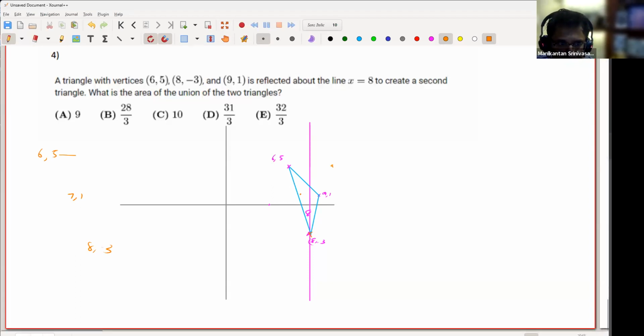Going from 6, 5 to 7, 1 is how much? You're traveling right by 1 and down by 4. Here also you're traveling right by 1 and down by 4. Therefore, the 7, 1 will actually fall on this triangle itself, because the slope is the same. Are you guys with me on this one? The slope from 6, 5 to 7, 1 is the same as 7, 1 to 8, -3. So in a way, it makes our problem easier. So this new triangle will look like this.